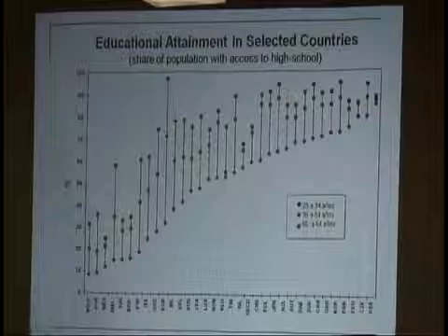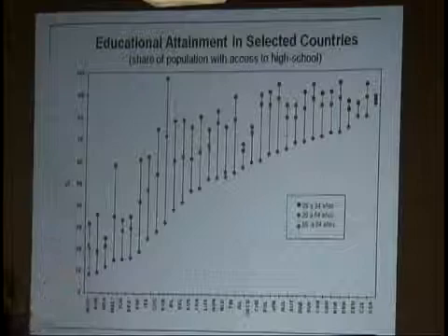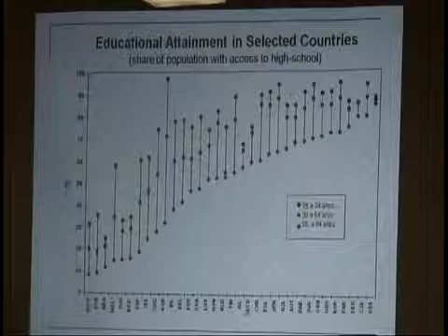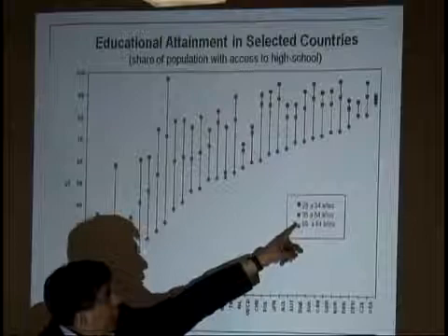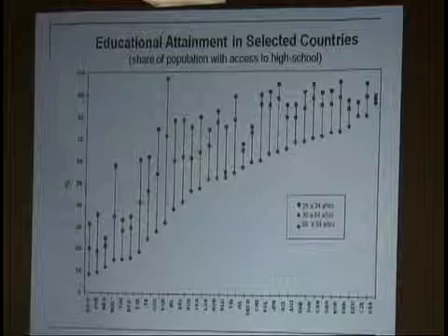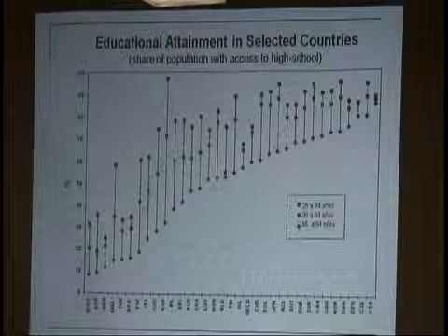See what has happened with education. This is data from the OECD, share of population with access to high school, meaning that they have at least 1 year of high school. Okay? And these are three cohorts, 25 to 34, 35 to 54, and 55 to 64. So three cohorts just to see how access to education levels in these countries has changed over the years.